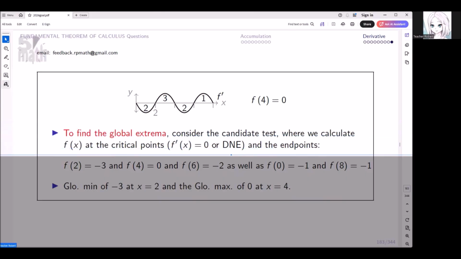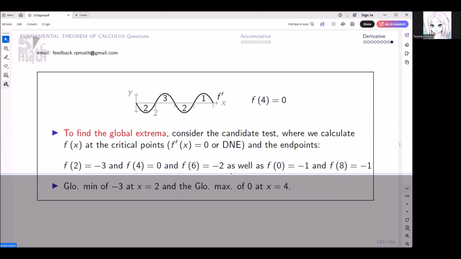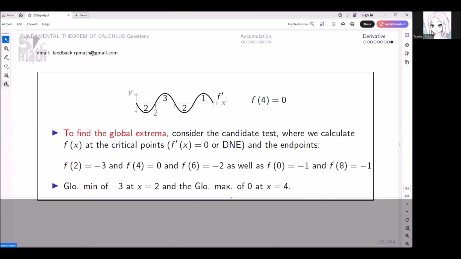To find a global extrema, consider the candidate test, where we calculate f of x at the critical points, where f prime of x equals 0 or does not exist, and the endpoints. We have the following. Global minimum of minus 3 at x equals 2, and the global maximum of 0 at x equals 4.